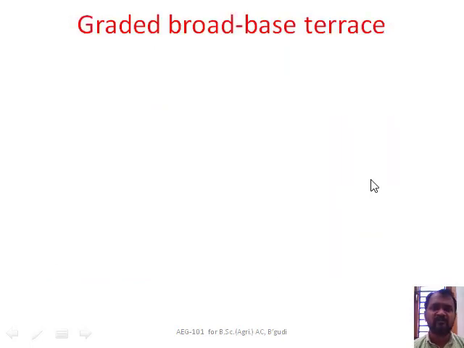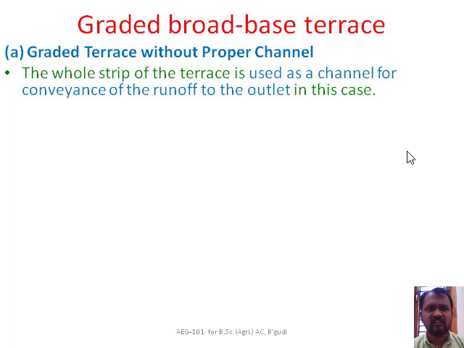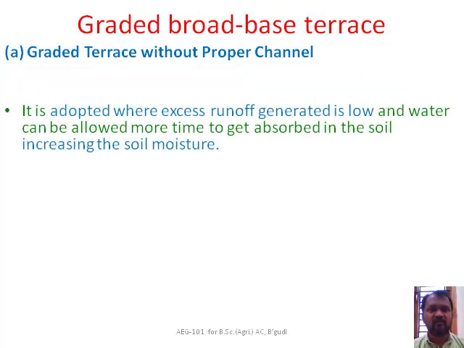So we'll see first the graded broad-based terrace without a proper channel. In this case, the whole strip of the terrace is used as a channel for conveyance of the runoff to the outlet. These types of terraces are adopted where the excess runoff generated is low and water can be allowed more time to get absorbed in the soil, increasing the soil moisture.